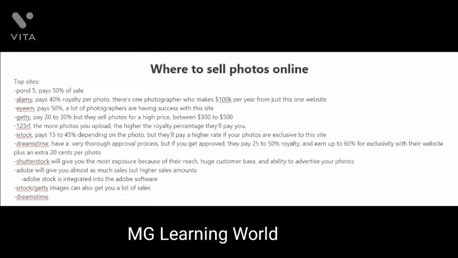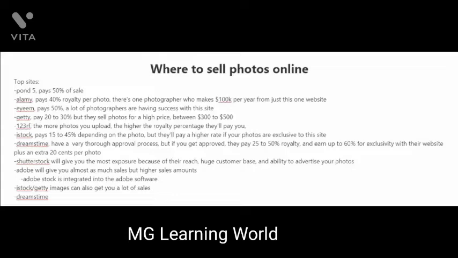Okay, there is Pond5, which pays 50% of the sale. Alamy, which pays 40% royalty per photo. And there is one photographer that I know of who makes $100,000 per year from just this one website. Okay, and there is IEM, which pays 50%. A lot of photographers are having success with this site. And there is Getty, which pays 20 to 30%, but they do sell photos for a much higher price, between $300 to $500. Okay, and 123RF, this stock photo site, the way they work is that the more photos you upload, the higher the royalty percentage that they'll pay you.